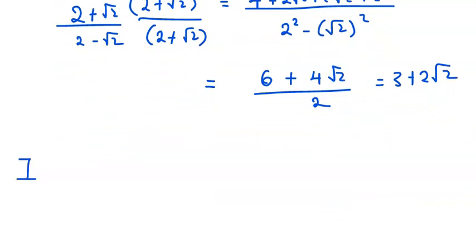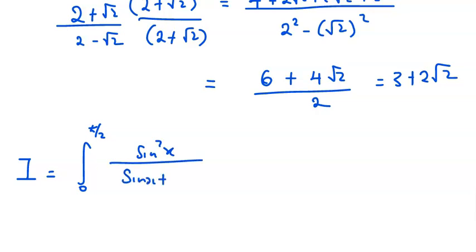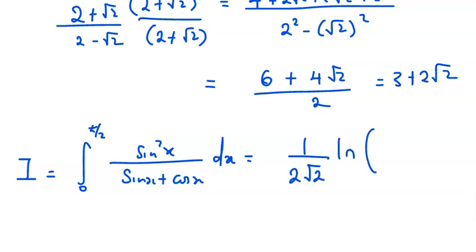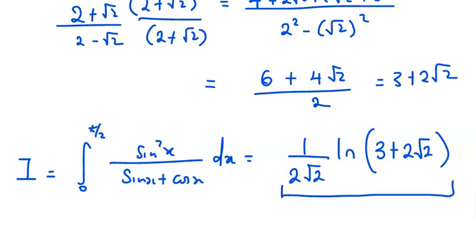That I, which is equal to the integral from 0 to pi by 2 of sine squared of x divided by the sine of x plus the cosine of x dx, is equal to 1 over 2 root 2 times the natural log of 3 plus 2 root 2. Oh my god, this is really cool.